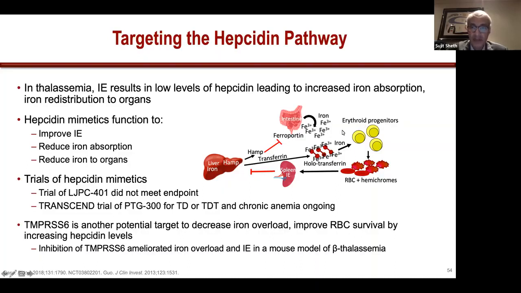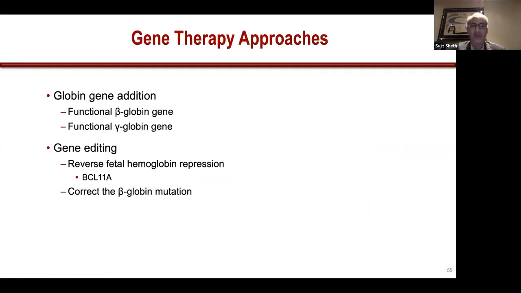TMPRSS6 is part of the hepcidin regulation pathway, and this is another target that has been used to potentially decrease iron overload as well. And so these are in planning for clinical trials as well.